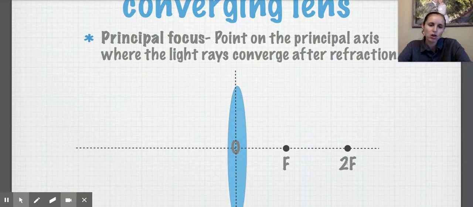We also have something that's called 2F. That 2F is just 2 focal points away from the lens. It's exactly what C meant in a mirror. So just like C was double F, here we do have double F, but there's no center of curvature this time. So instead of calling it C, we actually just call it 2F.